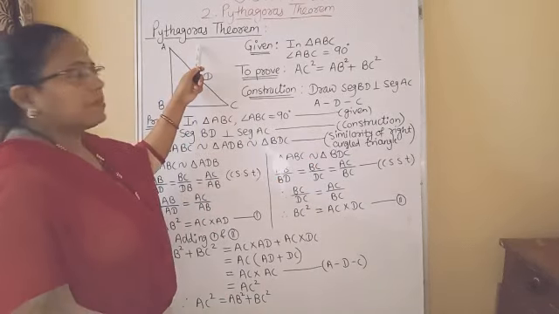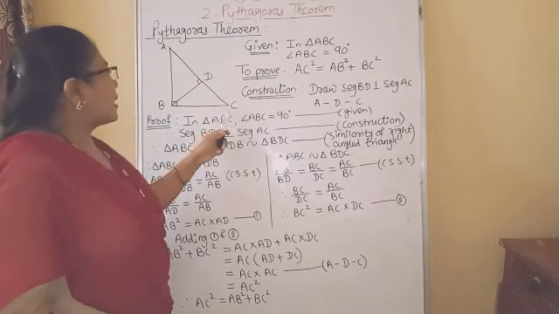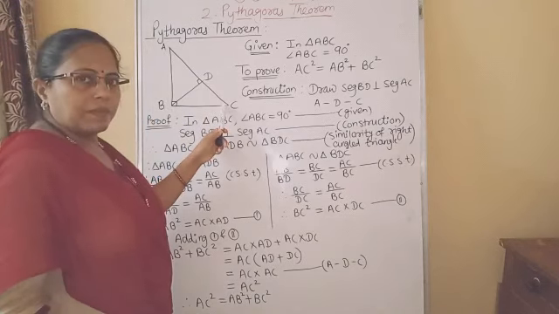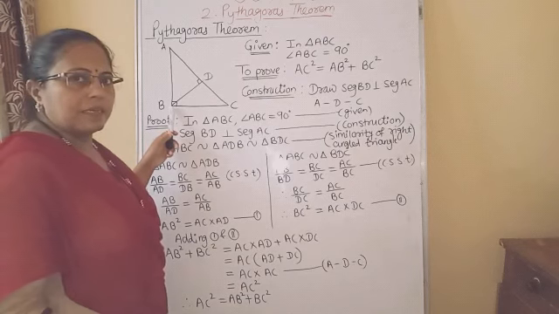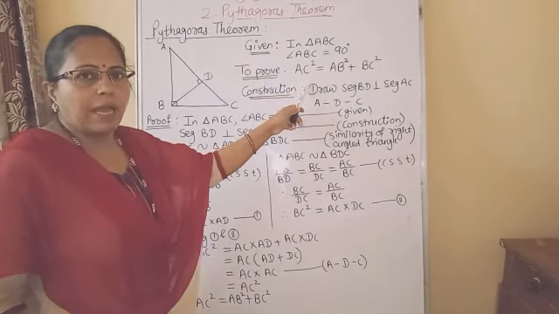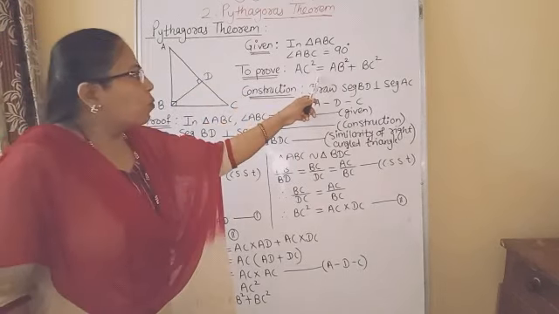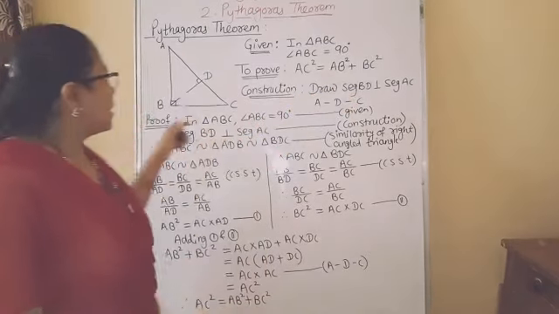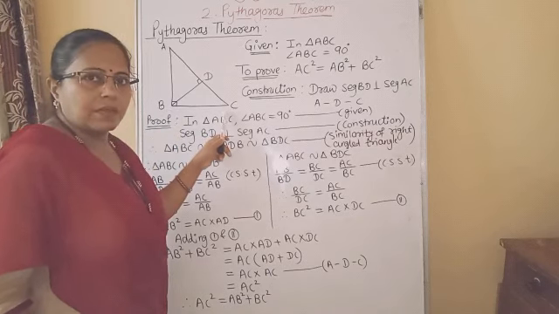So to prove this Pythagoras theorem, we will draw right angle triangle ABC, in which angle ABC is 90 degree. So what we have to prove? The square of hypotenuse, means AC square, equal to sum of square of remaining two sides, so AB square plus BC square.